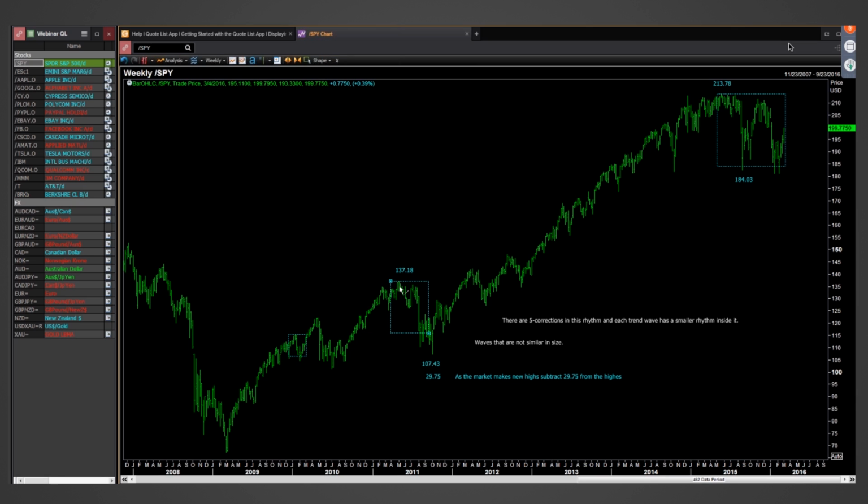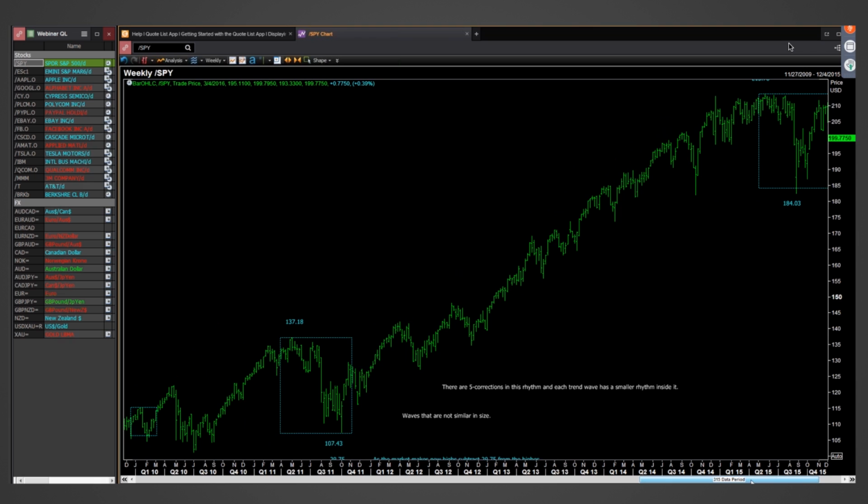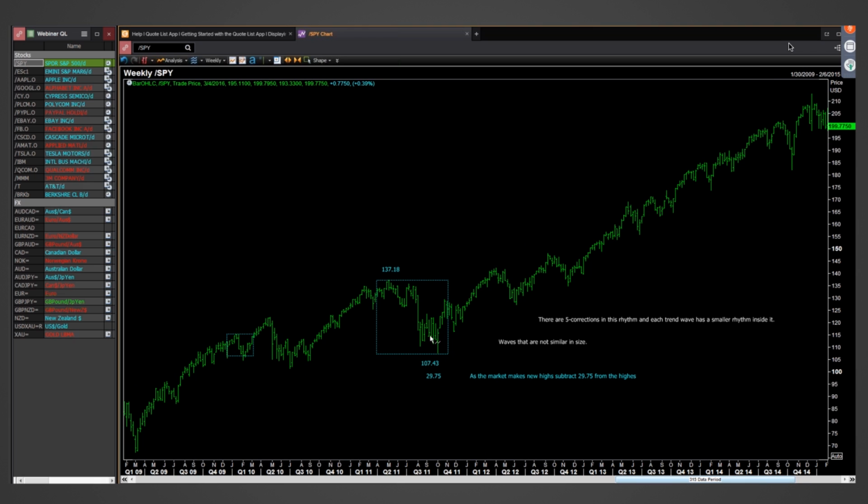What we're going to do is take this box and expand it. There you go. I'm going to make this a little wider now that we know what happened in the past. So we have the support price here. Now, if you want to measure this, this is the high, 137.18. This is the low, 107.43. So you would subtract that, and you come out with 29.75. This is the size of the correction.